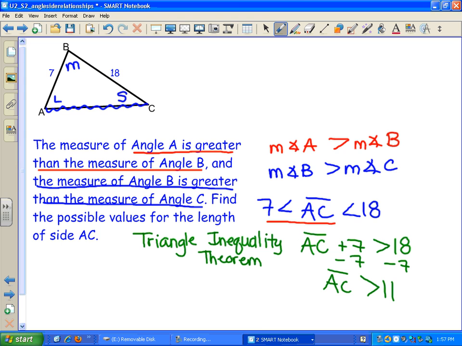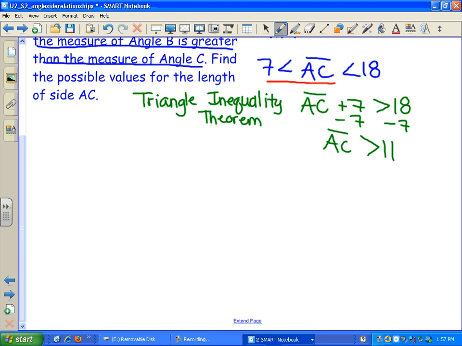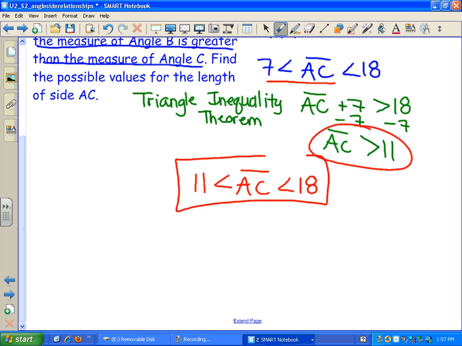So when we do these types of problems, we have to not only think about the angle-side relationships, but we also have to think of the triangle inequality theorem. So my final answer is AC still has to be less than 18, but based on the triangle inequality theorem, it has to be greater than 11. So there you have it. Good luck on the rest of this lesson.